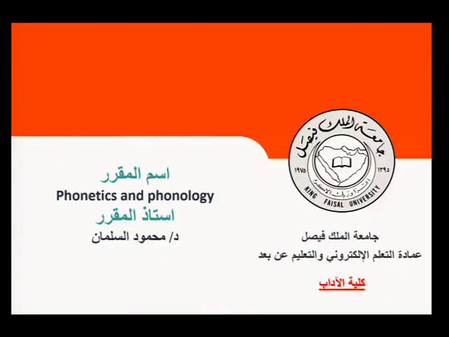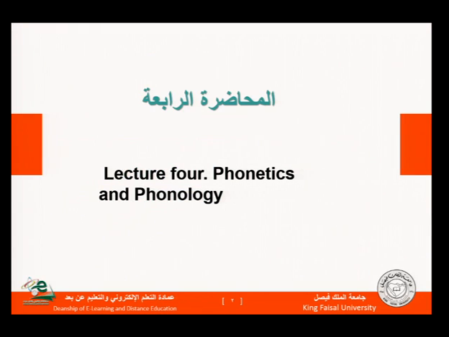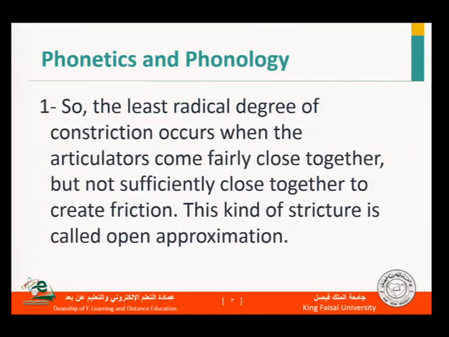Start with lecture 4, phonetics and phonology, of course, and I would just like to start with point number 1. The least radical degree of constriction occurs when the articulators come fairly close together but not sufficiently close together to create friction. This kind of stricture is called open approximation.